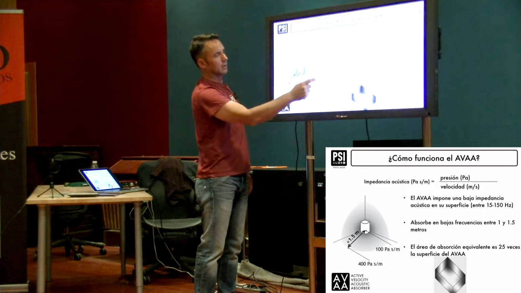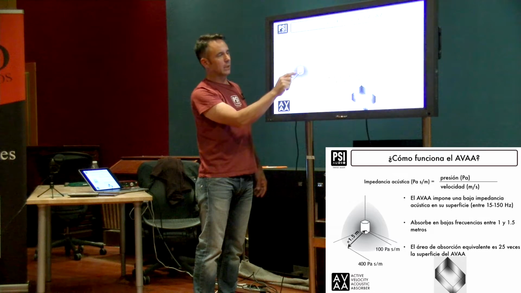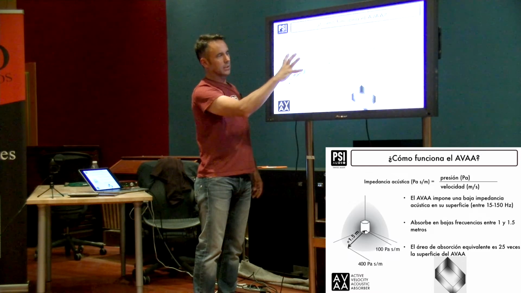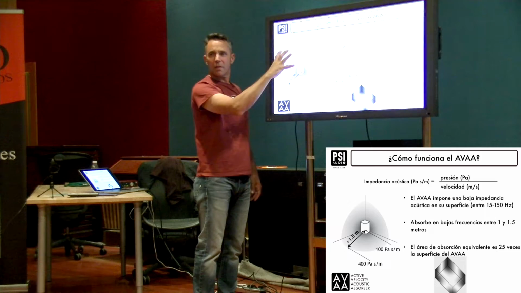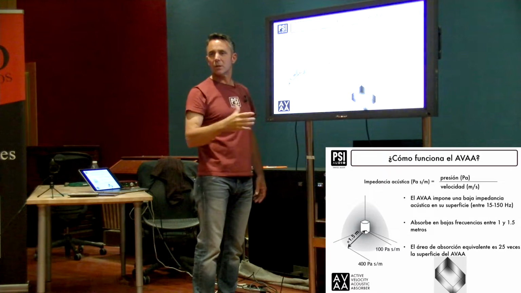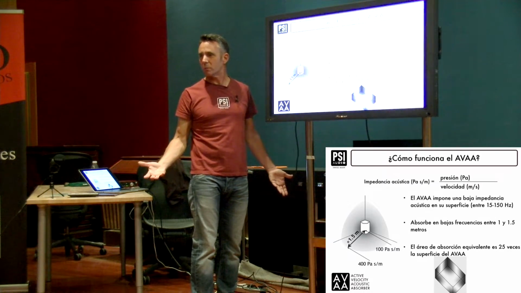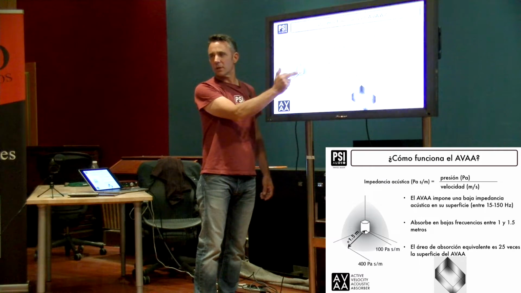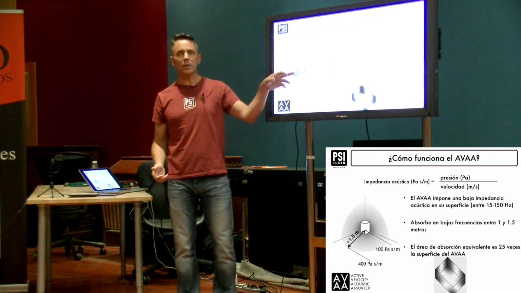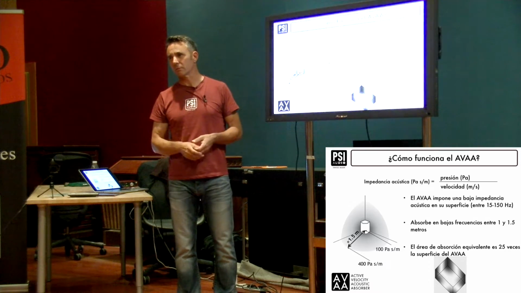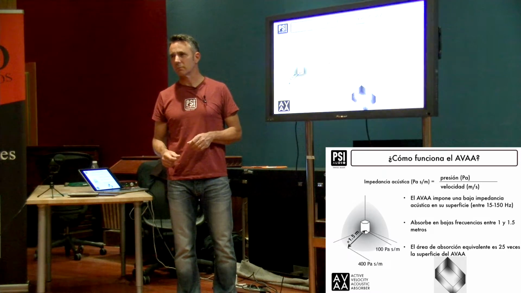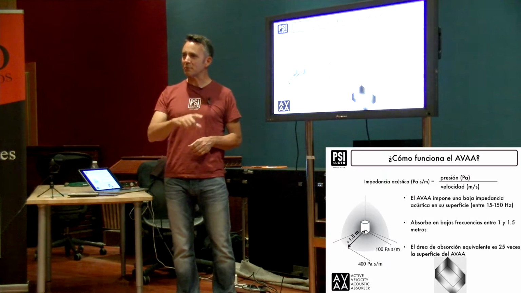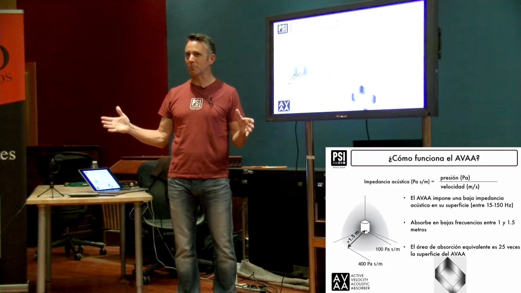You have a surface here that's the portion of sphere around the device that has an acoustic impedance of 400. And that surface is the equivalent absorption area of a perfect absorber. So the only thing we're doing with this device here is we're imposing a very low acoustic impedance of 100 in frequencies between 15 and 150, which is where you have most of your room modes.